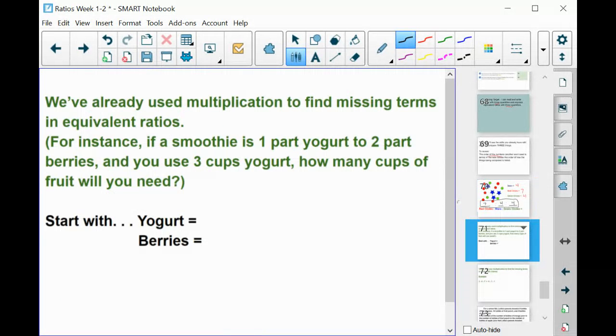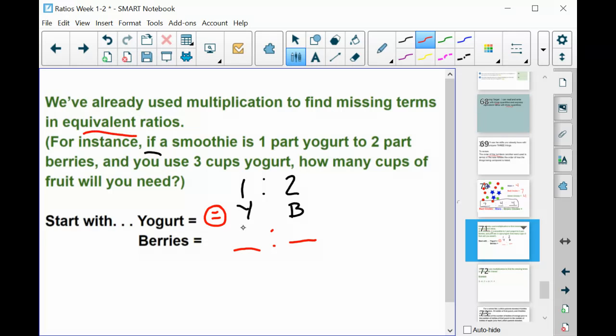Okay, now we're also going to use multiplication to find missing terms in equivalent ratios today. So this problem we're going to do first is familiar to you. There are only 2 terms. We have yogurt and berries. A smoothie cup is, I'm starting reading right here, a smoothie cup is 1 part yogurt to 2 parts berries. So we have our initial ratio is this, 1 part yogurt. Yogurt is our first term, berries is our second term. And what we're going to do is use multiplication to find a missing term in an equivalent, meaning equal, ratio.